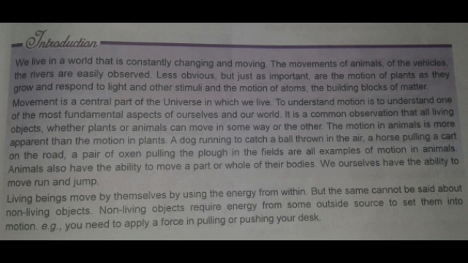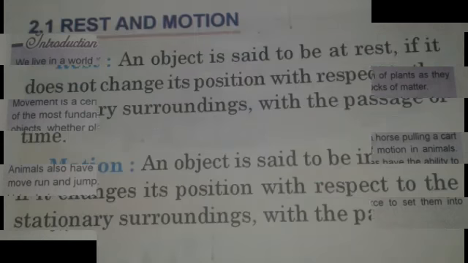It is a common observation that all living objects, whether plants or animals, can move in some way or the other way. The motion in animals is more apparent than the motion in plants. A dog running to catch a ball thrown in the air, a horse pulling a cart on the road, a pair of oxen pulling the plough in the fields are all examples of motion in animals. Animals also have the ability to move a part or whole of their bodies. We ourselves have the ability to move, run and jump.